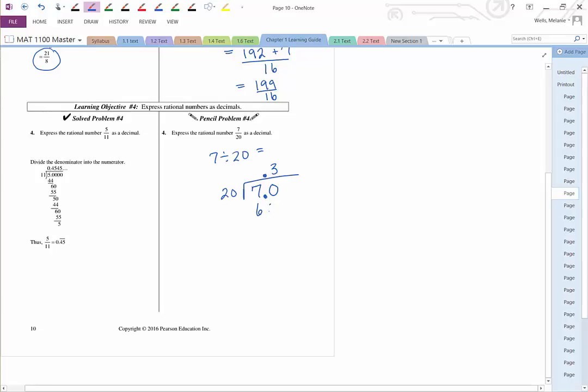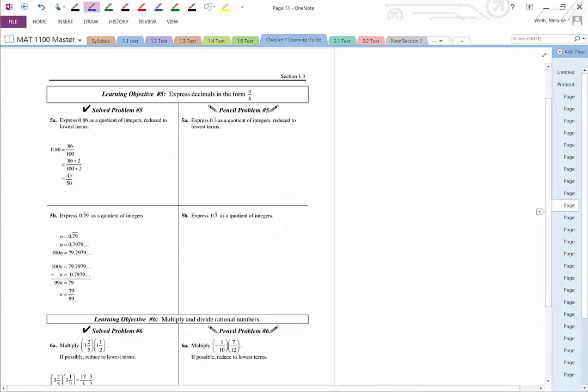3 times 20 is 60. And then I'm left with 10. Let's put another 0 there and bring it down. 20 will go into 100 5 times. And 5 times 20 gives me 100. So by hand, I would get 35 hundredths. You would get the same thing in your calculator. Okay, going on to 5a.